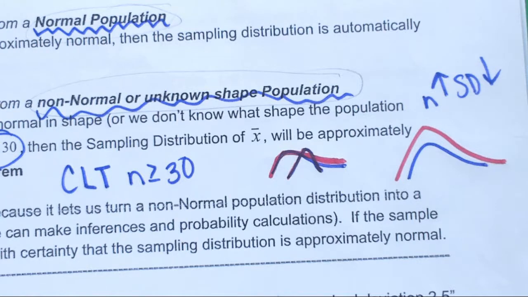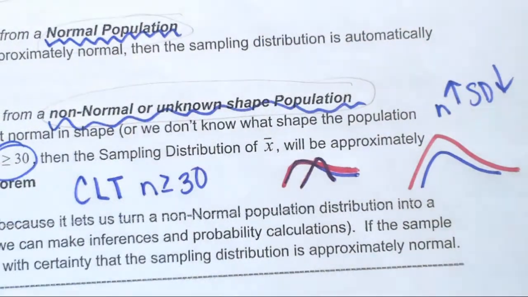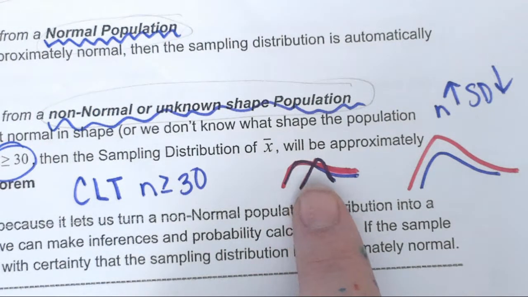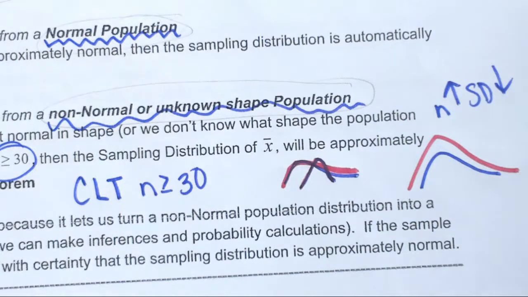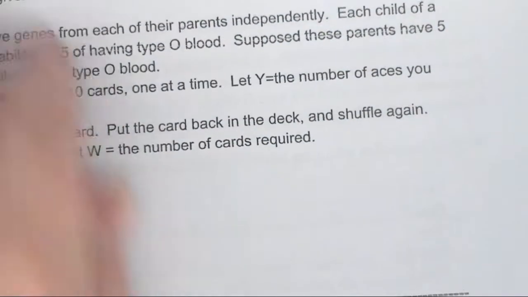And again, with the central limit theorem, I'm not saying it's not going to fail us. Of course, if you're doing the entire population, that's ridiculous. But it is important in the last paragraph because it lets us turn a non-normal population distribution into a normal sampling distribution. So like that picture showing, we're suddenly able to make inferences and apply a Z-curve and say probability stuff. But if the sample size is less than 30, we cannot say with certainty that the sampling distribution is approximately normal. Okay, so there is one problem for us to practice. It's on the next page, on the back.